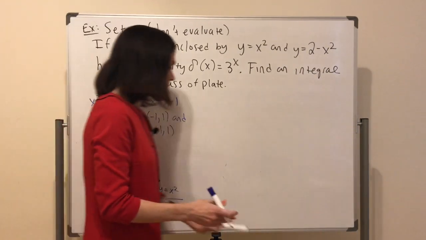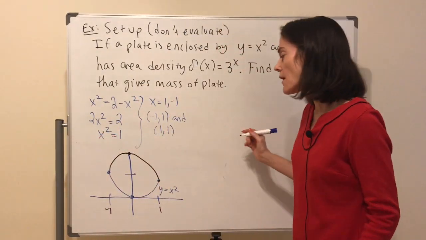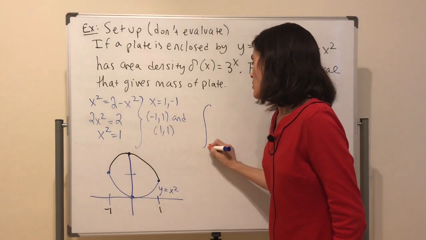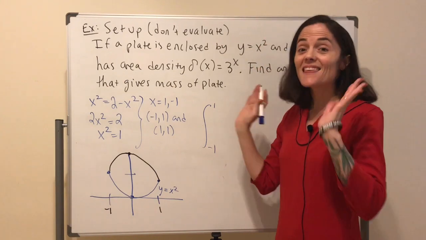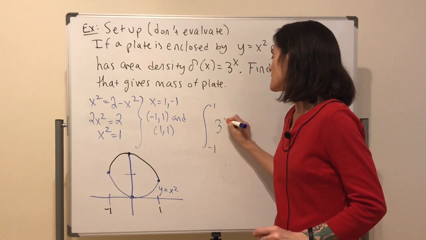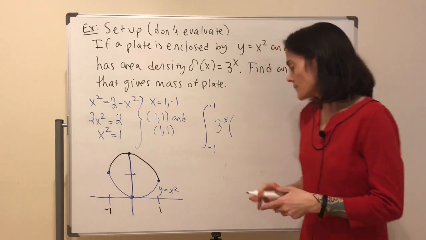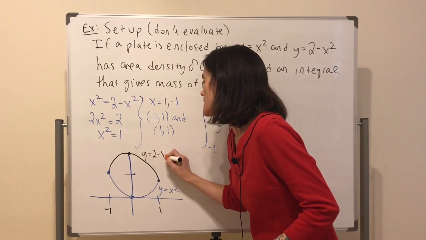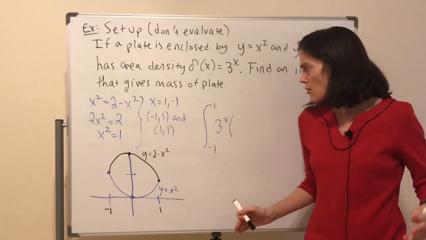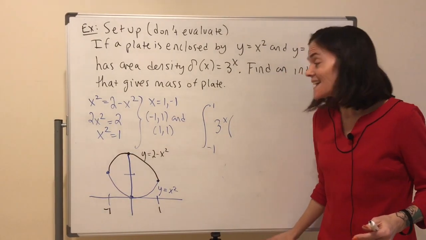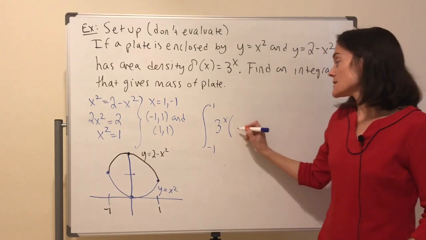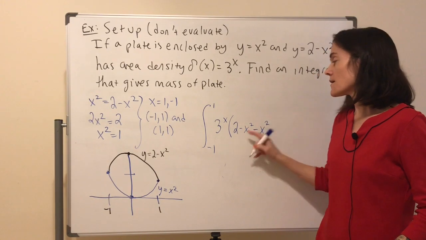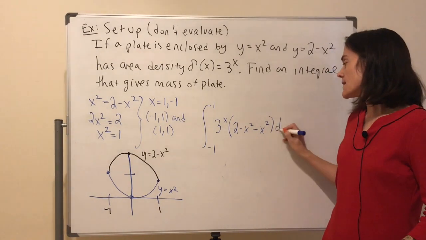Well, now we can just set up the integral and be done. This really isn't too hard of a problem, especially because we don't have to integrate. We set up the integral. It goes from minus 1 to 1. Then we need density, which is 3 to the x. Then we need, let me label, this one was y equals 2 minus x squared. We need upper minus lower. So this would be 2 minus x squared minus another x squared. This is upper minus lower, and then dx.